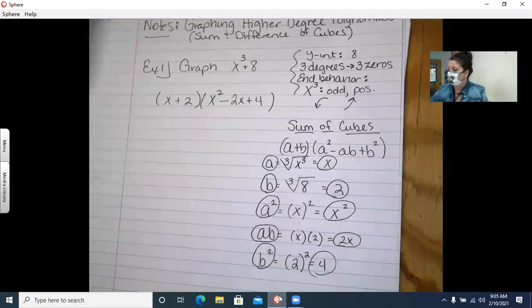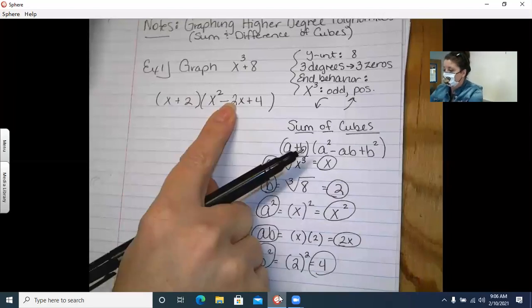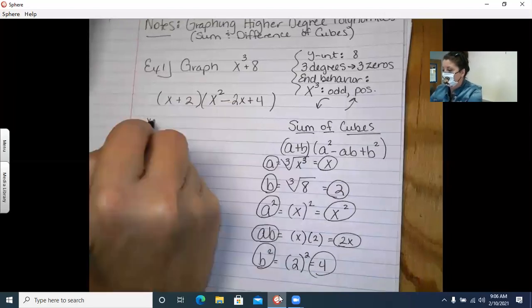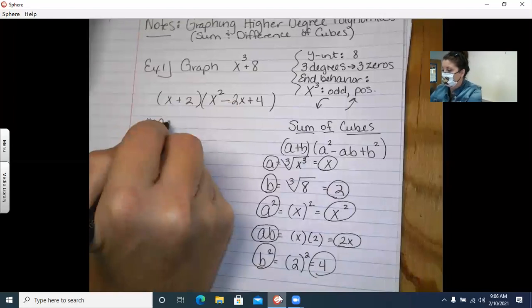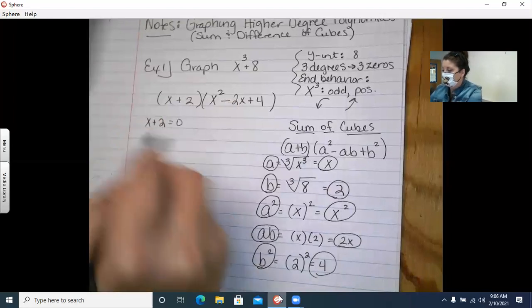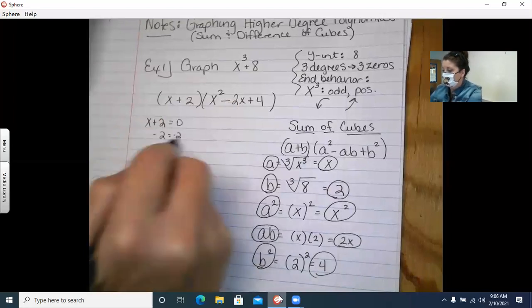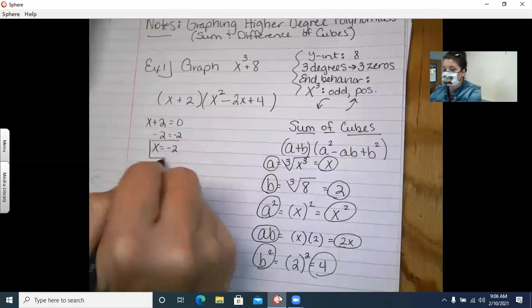3. Well, I've got 2 factors, right? One of my factors is x plus 2. Can I solve for x? Right, so I set it equal to 0. Subtract 2, x equals -2. So there's one of my solutions.